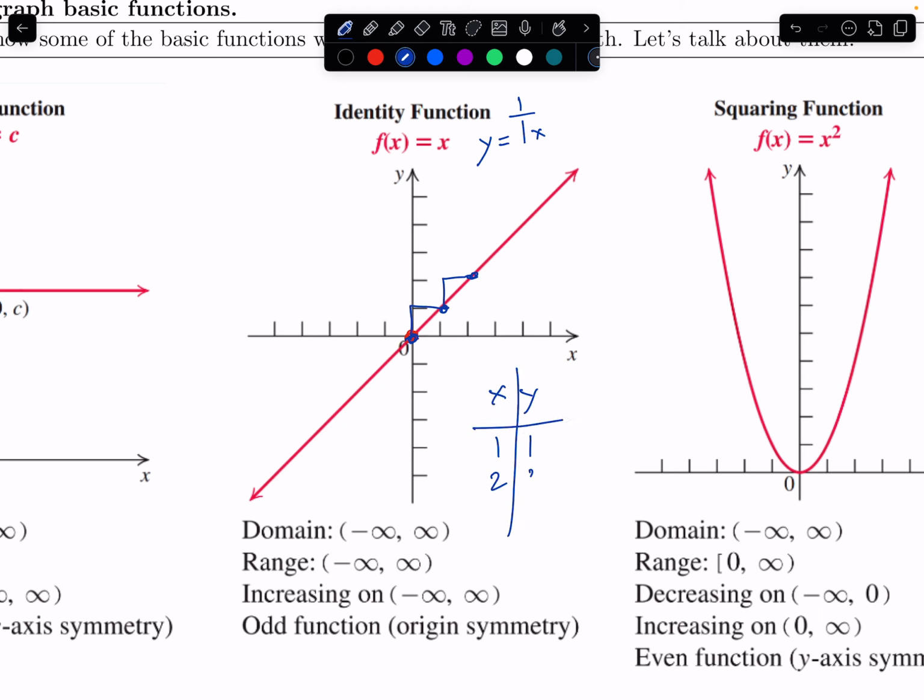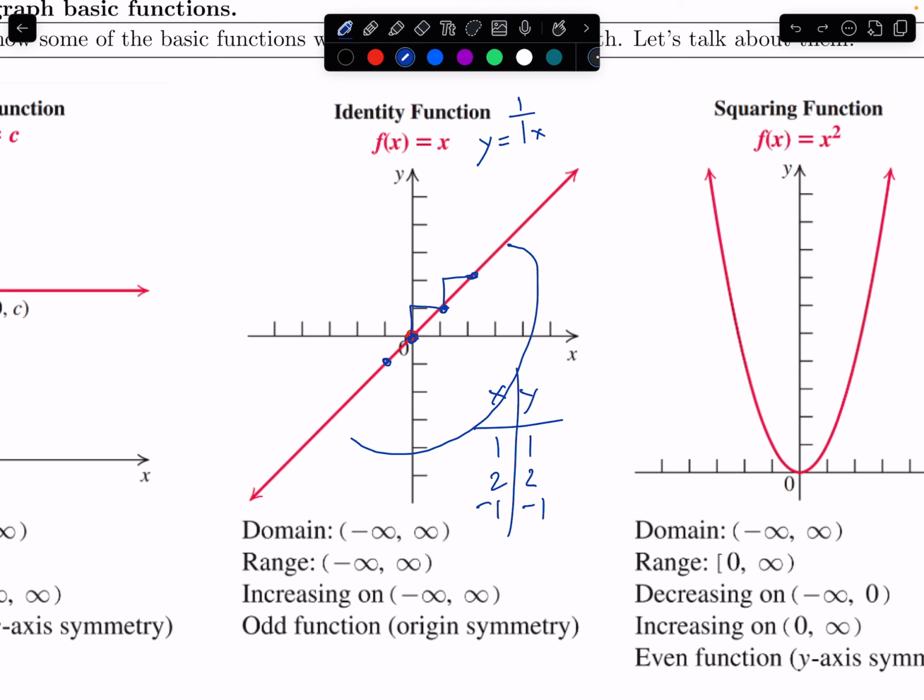You can also always make a table, right? Plug in 1, you get 1. You plug in 2, you get 2. You plug in -1, you get -1. And so you see that it just lies on that line. Domain, everything, all x values. Range as well, because you go as far down as you want, as far up as you want. And then it's increasing the whole time, right? If you just read from left to right, you're going up the entire time.